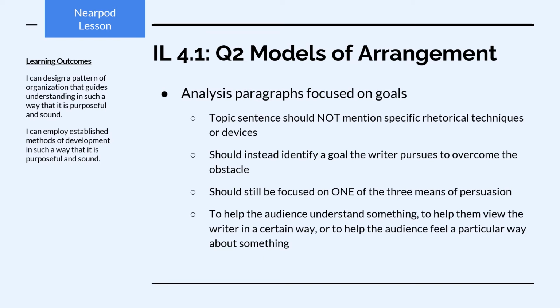This goal should still be focused on just one of the three means of persuasion. So the goal you identify could be to help the audience understand something. That's the realm of logos. To help them view the writer in a certain way. That's ethos. Or to help the audience feel a particular way about something. That's pathos.